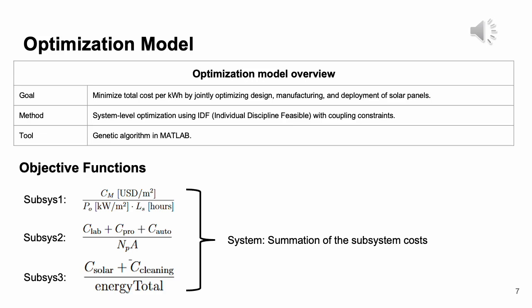Our objective is to minimize the total cost per kilowatt hour over the system's lifetime by optimizing across three subsystems. We apply a system-level optimization using the IDF method, which lets us preserve each subsystem's internal model while enforcing coupling constraints. These constraints link variables like material cost, panel dimensions, and power output, ensuring consistency across the systems. Each subsystem has its own cost-based objective, and the final system objective is the summation of these three.